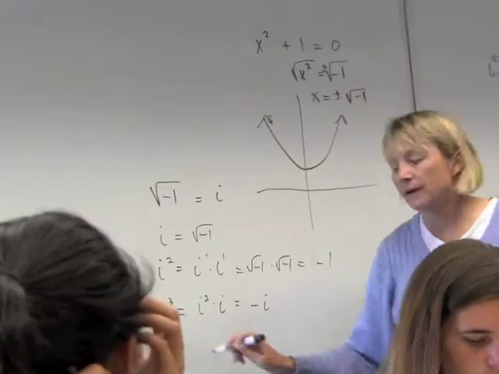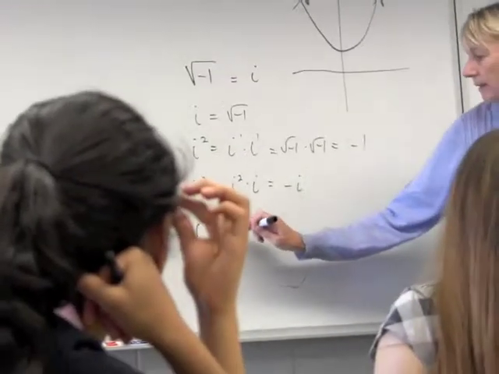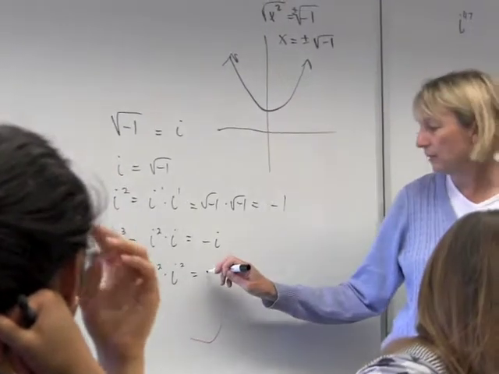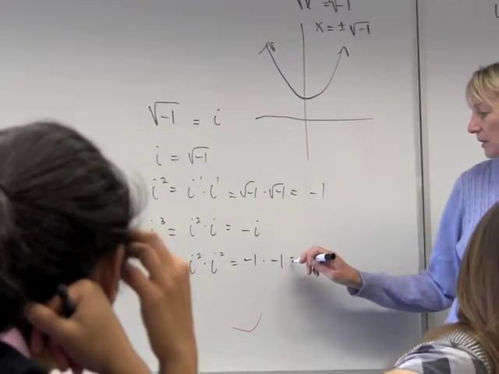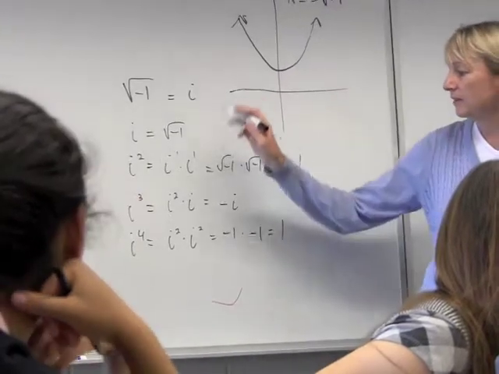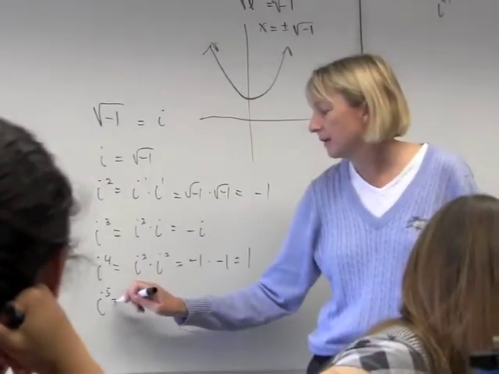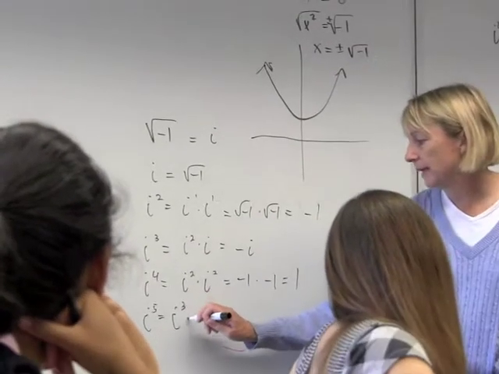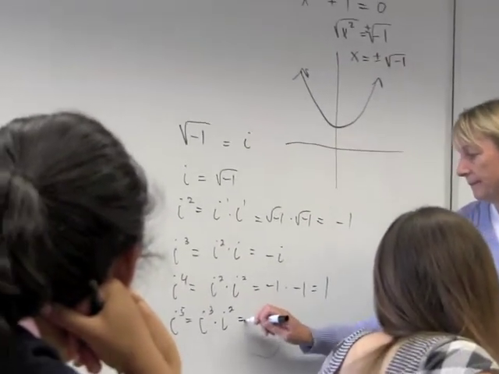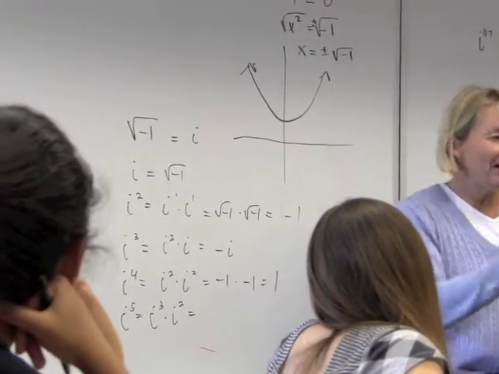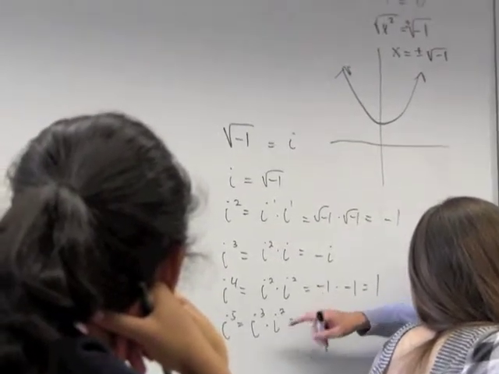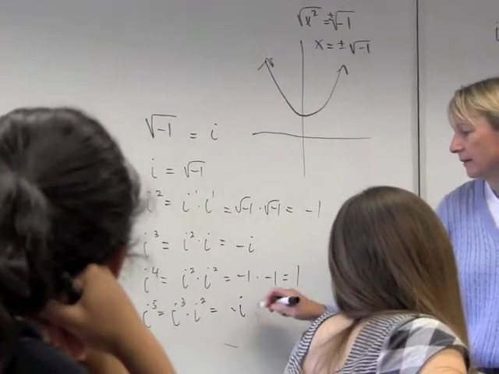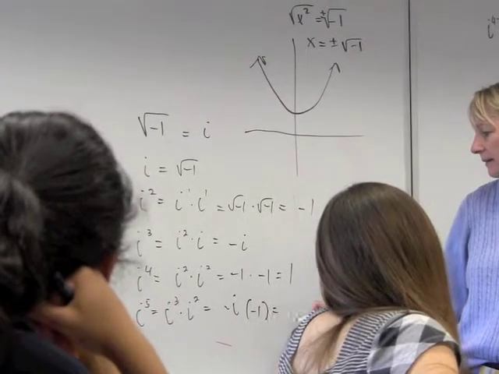And then i to the 4th, how are you going to change that? i squared times i squared is what Aaron wants to do. So this would be -1 times -1, which is 1. And then if I go i to the 5th, how do you want to change that? You could do i cubed times i squared. You could do i to the 4th times i. That one might be better, but we could do this too, couldn't we? i cubed was -i, and i squared is -1, so that is i.